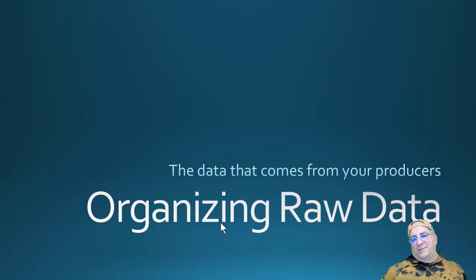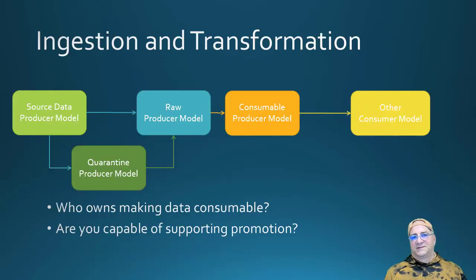So a couple of people have asked, what are the trade-offs in organizing your raw data? Am I going to pick different strategies, and why would I pick them, and what are the advantages and disadvantages? So we're really talking about ingestion and transformation here. And in a way, these are the things that feed your decision. So we're going to put data somewhere where it's consumable. And the question is, who owns making that data consumable? And are you capable of doing transformations and promotion?